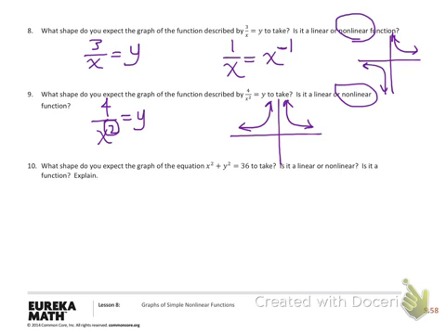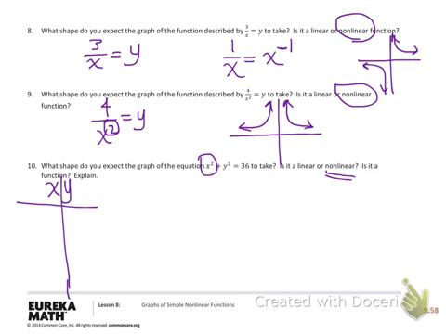Okay, so what shape do you expect the graph of the equation x squared plus y squared equals 36 to take? Is it linear or nonlinear? Is it a function? Explain. Okay, so probably nonlinear, right? Because of the exponent on the x term. But is it a function? To answer that, we might need to do an xy table.